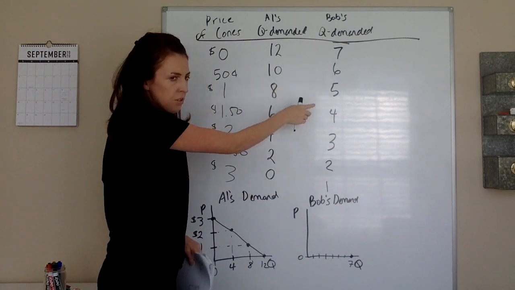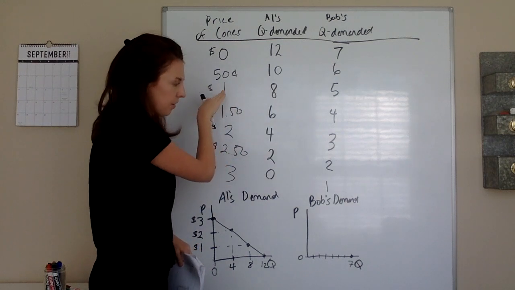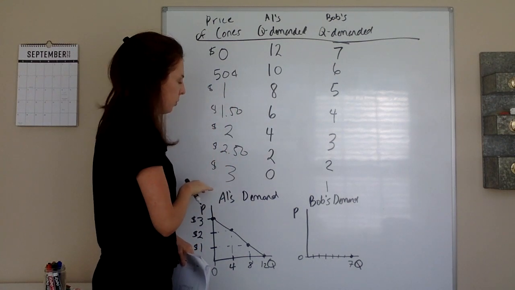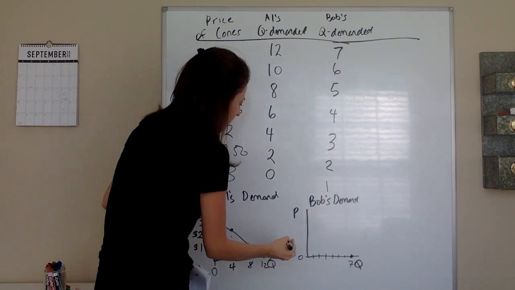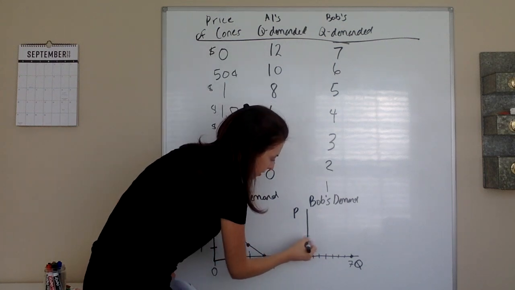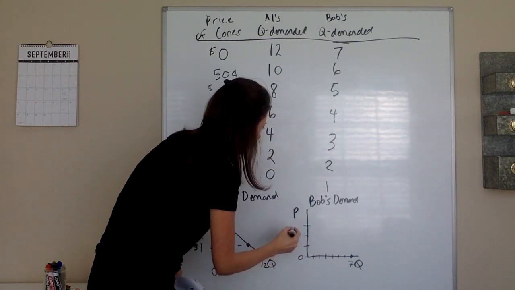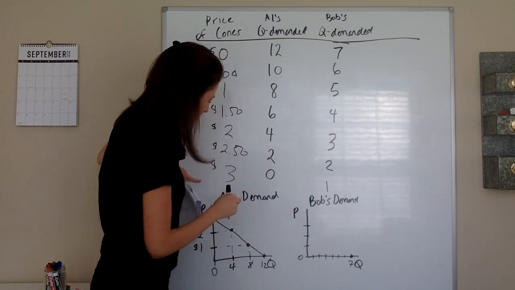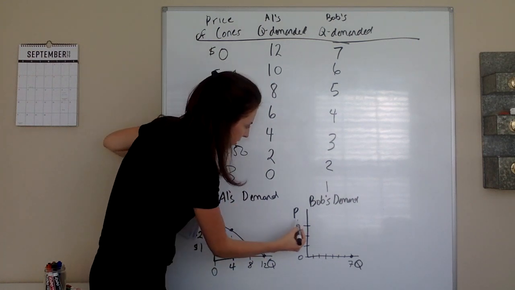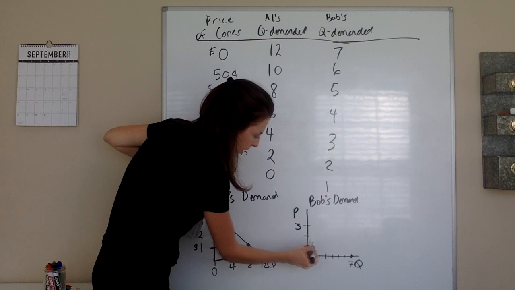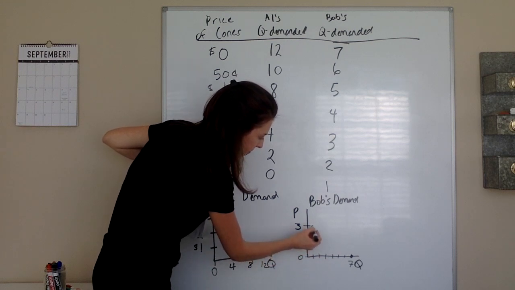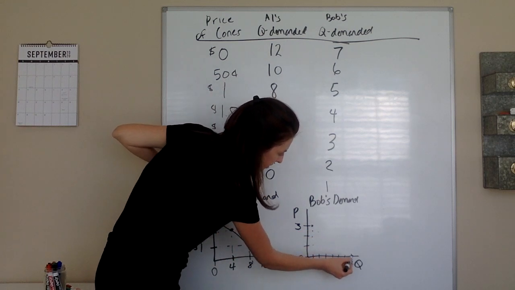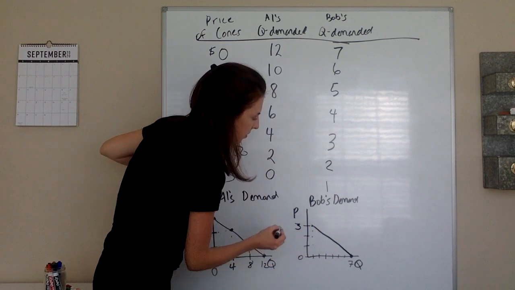And then if you just notice here, the slope is negative, so we can just extrapolate since the slope is constant all the way down. And what we would find if we plotted each of these coordinates, I'll plot one more and then connect the dots. If the price is $3, he would demand 1, and there's going to be dots down here. So this is Bob's demand curve.